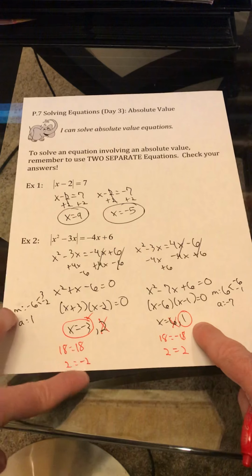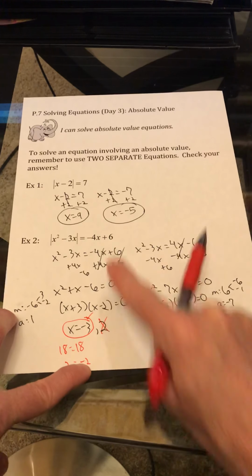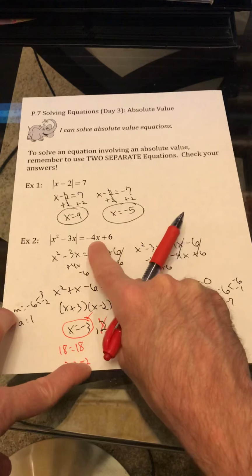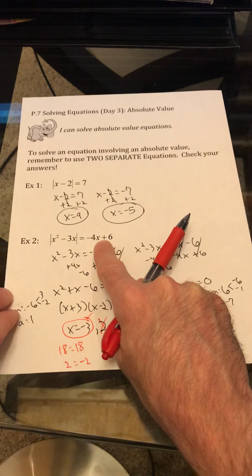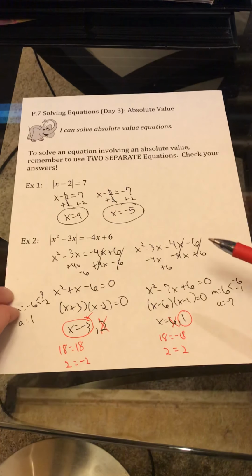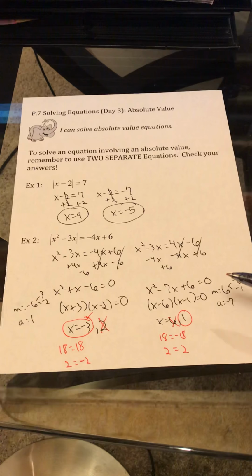Really you can see the key is if you plug in the answer and you get a negative on the non-absolute value side, that's what's going to give you your extraneous solution. So again, you can end up with extraneous solutions with absolute values, radicals, and rational equations, with everything that we have looked at to this point. So that wraps up P.7. As I said, this third day was going to be much shorter than the first two.